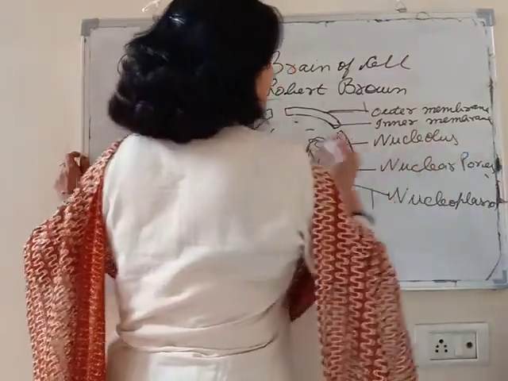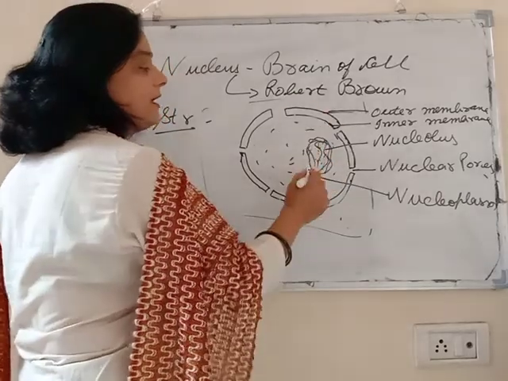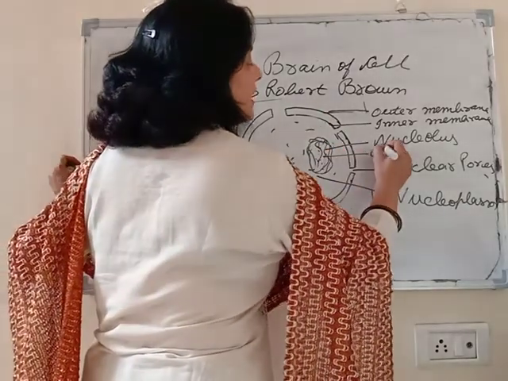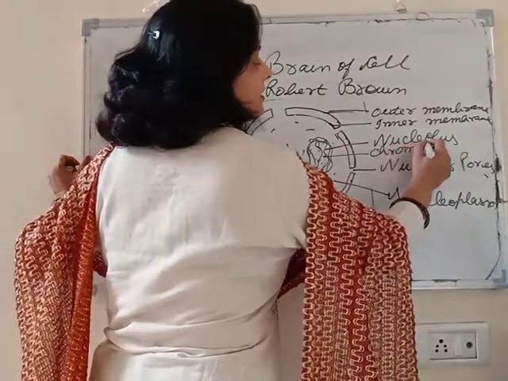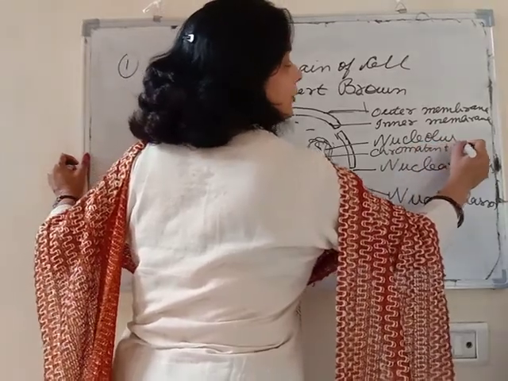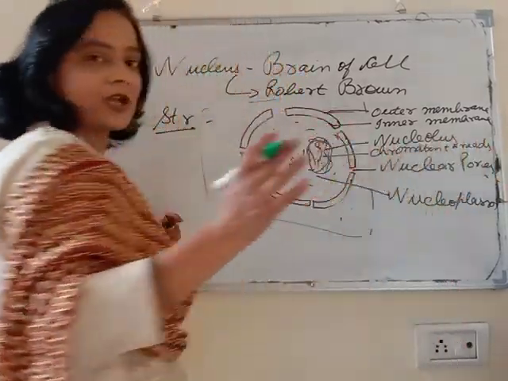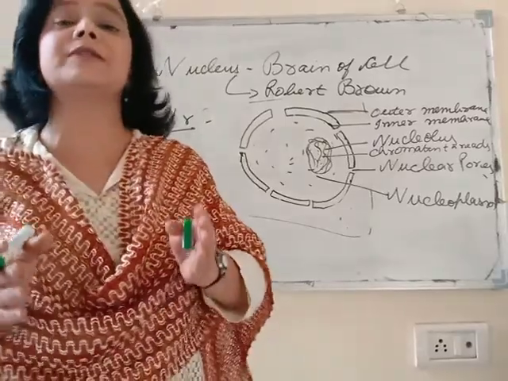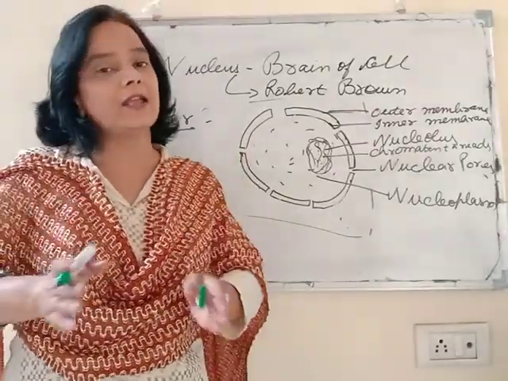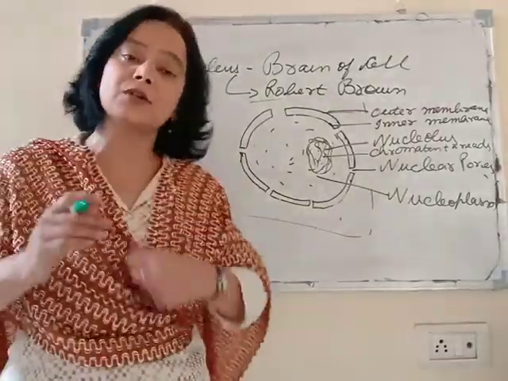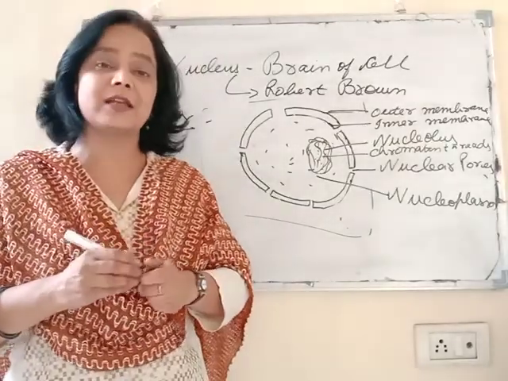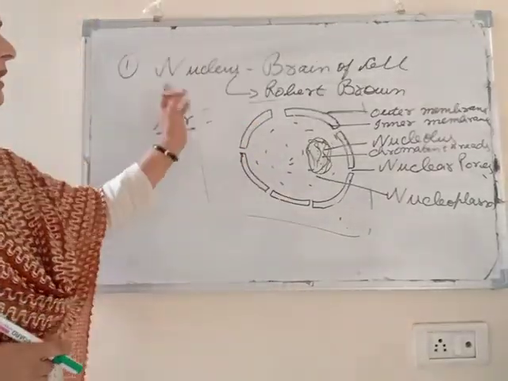Then there is a spherical dense structure inside the nucleus, and this is called the nucleolus. Inside the nucleus we have thread-like structures called chromatin threads. Though they appear thread-like, at the time of cell division they condense and form chromosomes.